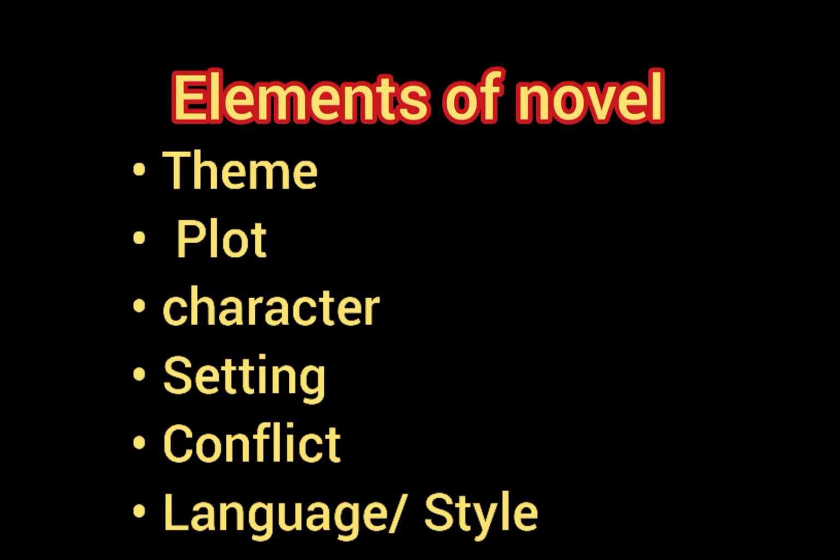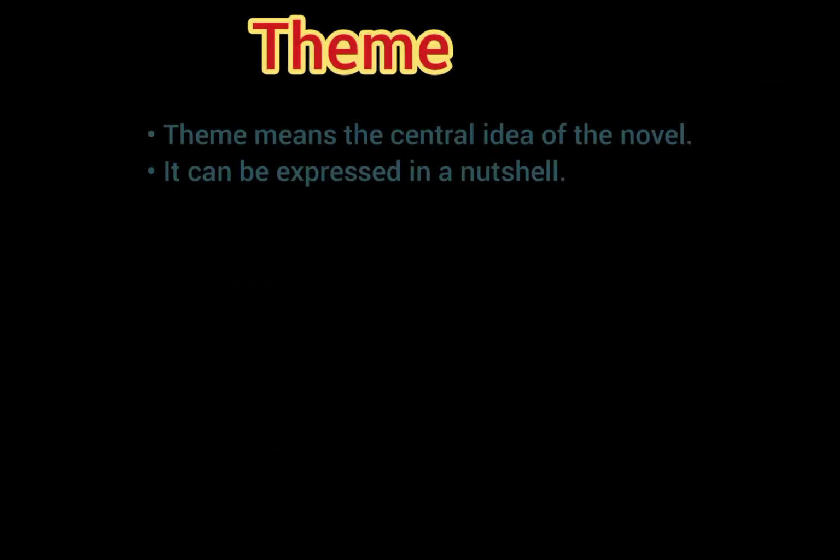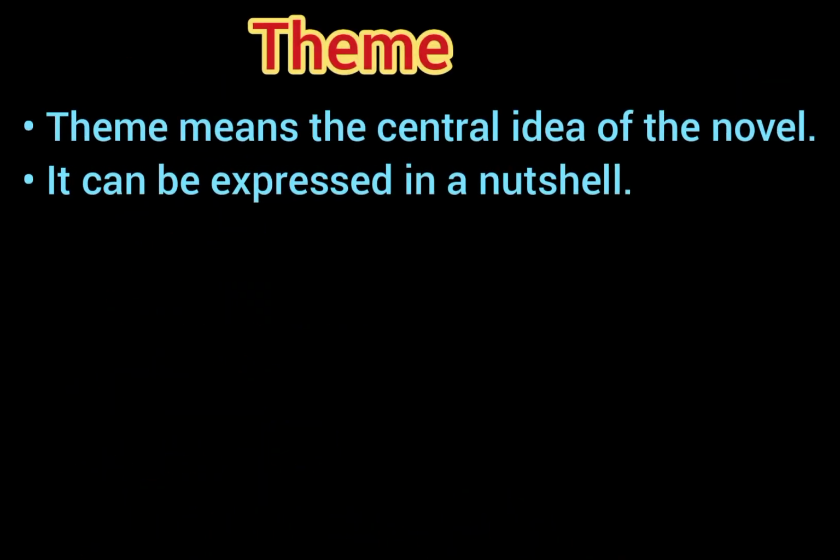So, let us start. First, we shall see elements of the novel. There are 6 elements of the novel: theme, plot, character, setting, conflict, language and style. First, we shall see theme. What is the meaning of theme? Theme means the central idea of the novel. It can be expressed in a nutshell, meaning in short.